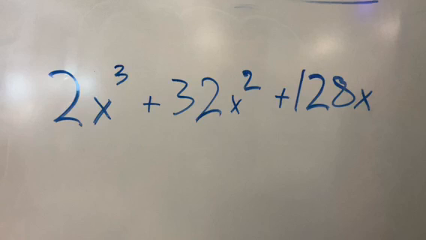Okay, so let's take this quadratic equation for example: 2x cubed plus 32x squared plus 128x. And this is where common mistakes start to happen. One common mistake is where students forget to take down the greatest common factor to the end when they're factoring it. And that's what we're going over today. We have to make sure we're carrying down the GCF.